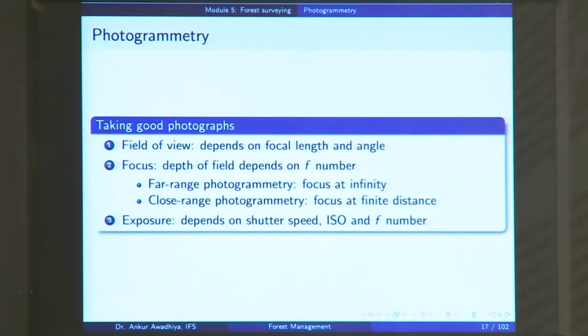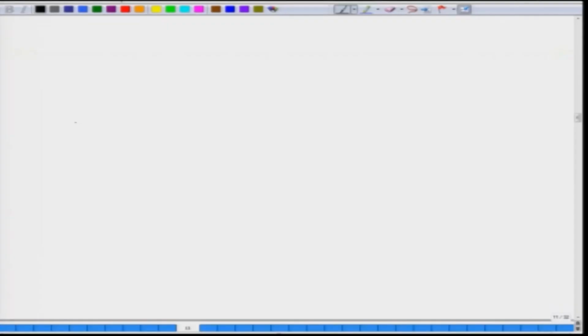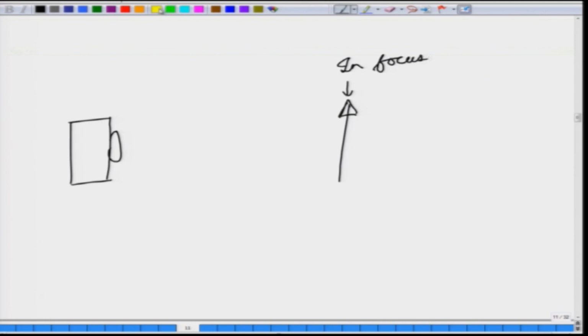Now, what is the depth of field? Suppose you have a camera here and you have the object here, and this object is completely in focus. Now, depth of field asks the question: suppose you have set your camera such that this plane is in focus, but then if you look at an object that is, say, here, will this object look in focus or not? Or if you have an object here, will this look in focus or not?